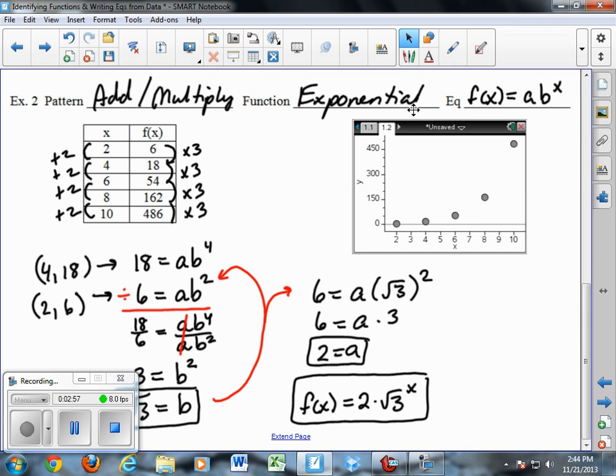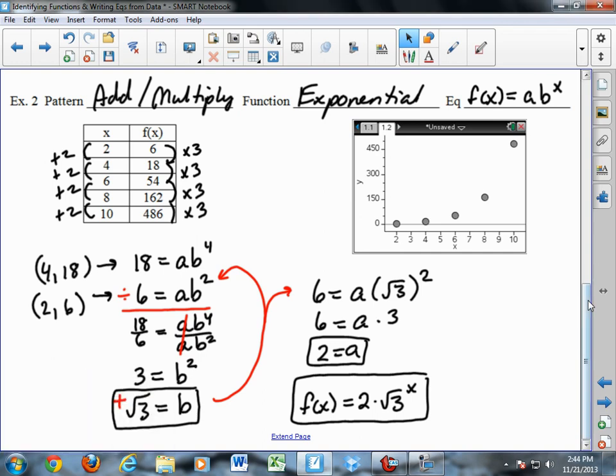An exponential function has the equation f of x equals a times b to the x, where b is the base of the exponent and a is the coefficient. Now, if we look at how to find the particular equation, we need to pick 2 points from the table because you need a system of 2 equations to solve for 2 different parameters, the a and the b.